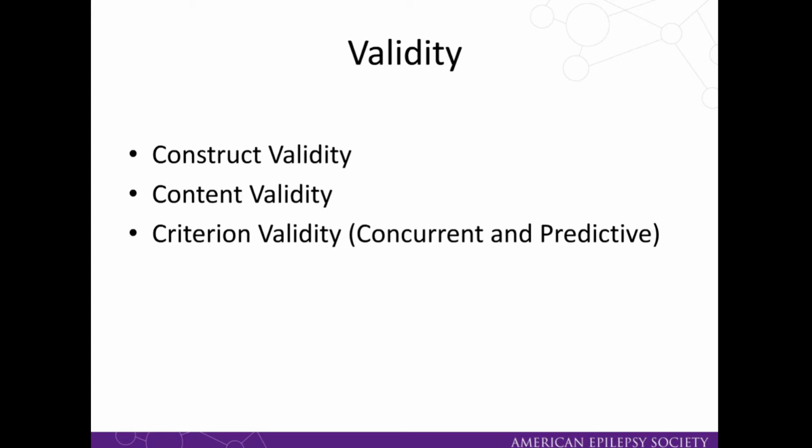Predictive validity is also in the category of criterion validity, but it's a little bit different. And this would be if you used the seizure severity scale before a new intervention, used a new intervention that had a strong effect on generalized tonic-clonic seizures and improved those in a group, that the seizure severity scale would also improve with retesting after the intervention. And that would be an example of predictive criterion validity.